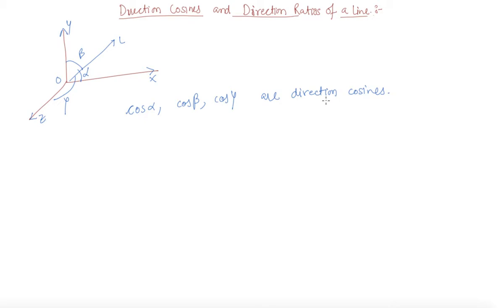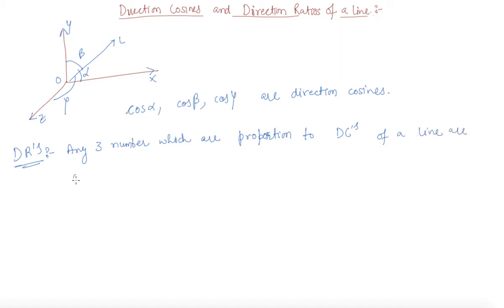And what are the direction ratios now? So students, any three numbers which are proportional to the direction cosines (DCs) of a line are called DRs.